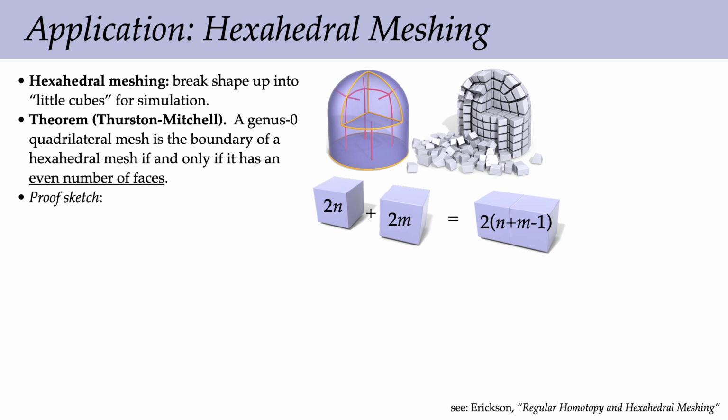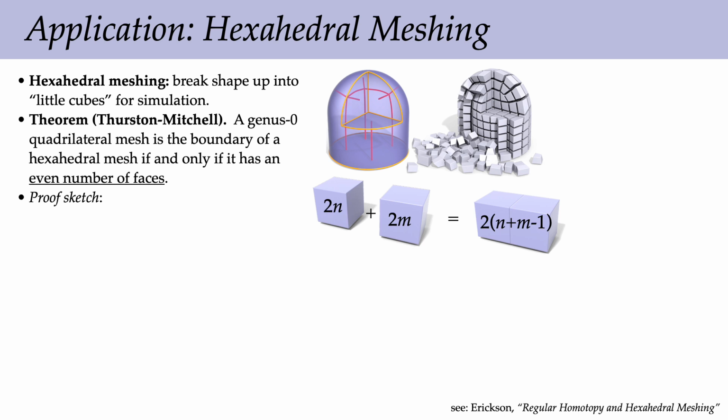Okay, so that was pretty easy, but what about the other direction? Right, so we now have this necessary condition. In order for a quad mesh to be meshable, it must have an even number of faces. But is it sufficient? If I come to you with any quad mesh with an even number of faces, can I be sure that it's compatible with some volumetric hexahedral mesh?